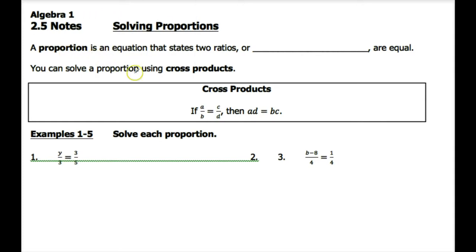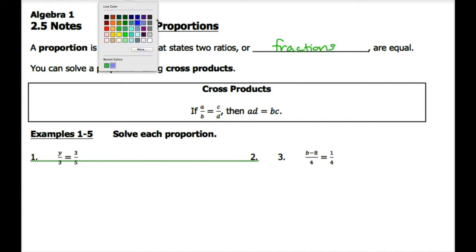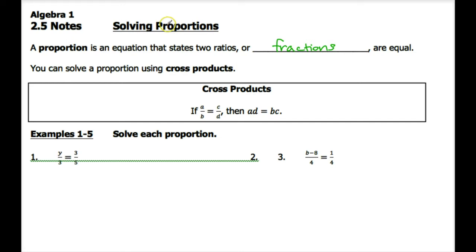A proportion is basically an equation that states that two ratios, or often we call ratios fractions, are equal to each other. So if you see one fraction set equal to another fraction, that's when you know you have a proportion. And we solve proportions using a method that's called cross products, or you could sometimes call this cross multiplication.